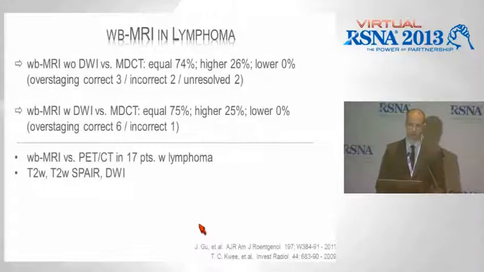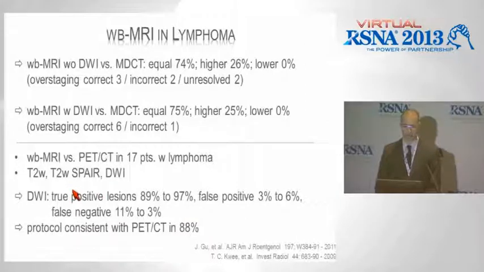Now, what about whole body MRI versus PET-CT in lymphoma? This is another study that showed adding diffusion-weighted imaging increases your number of true positive lesions up to 97%, slightly increases the false positive rate, but certainly decreases the false negative rate that we'll have. And in roughly 90% of the cases, it's concordant with PET-CT.